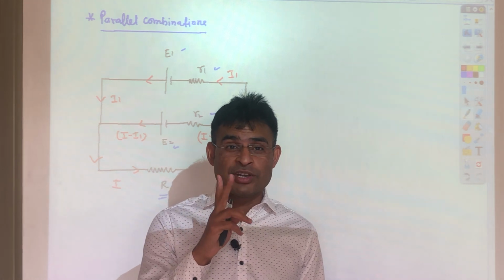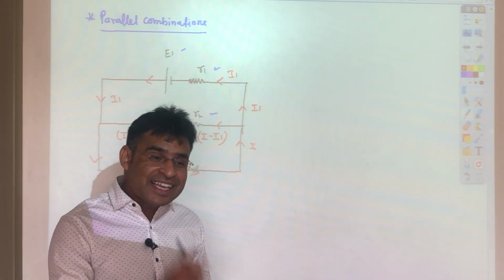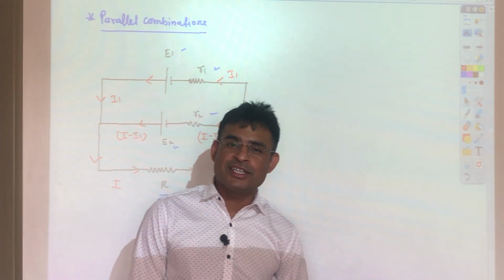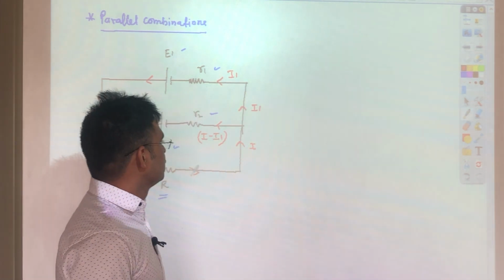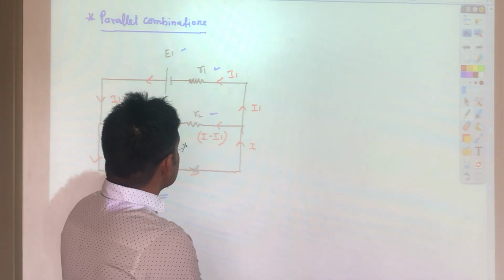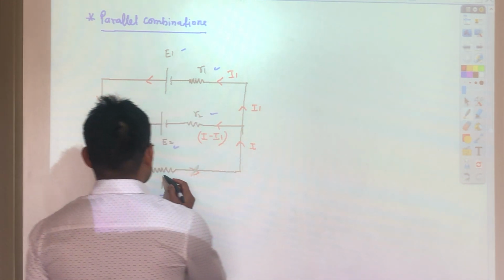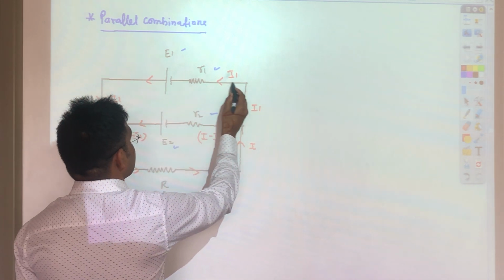There are two rules of Kirchhoff that must be clear before this topic, of course. One is KCL and one is KVL. First I applied KCL for current distribution, and KVL for net voltage. So we will move ahead now. First I will apply the Kirchhoff rule for this loop. Which loop? I will apply for this one.